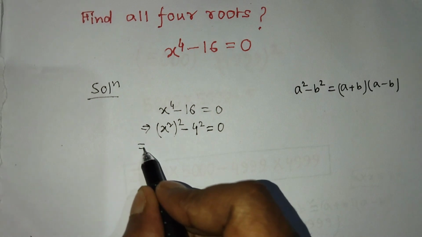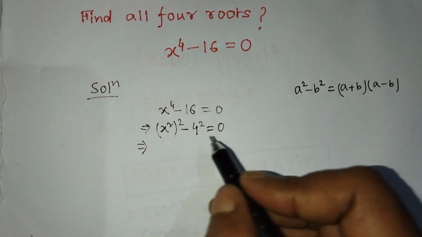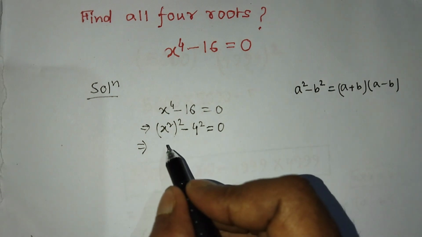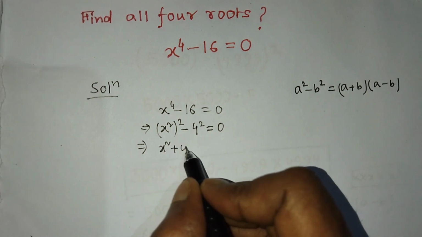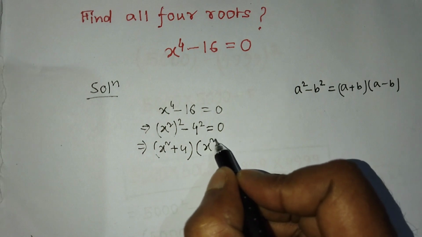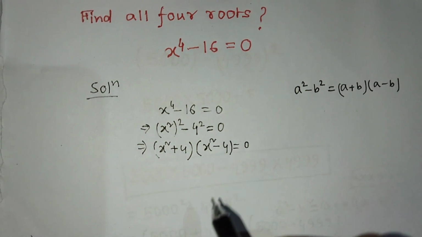So my dear student, after that, we have to apply this formula on the left hand side of this equation. So if you apply this formula on the left hand side, then the left hand side will become (x square plus 4) into (x square minus 4) is equal to 0.